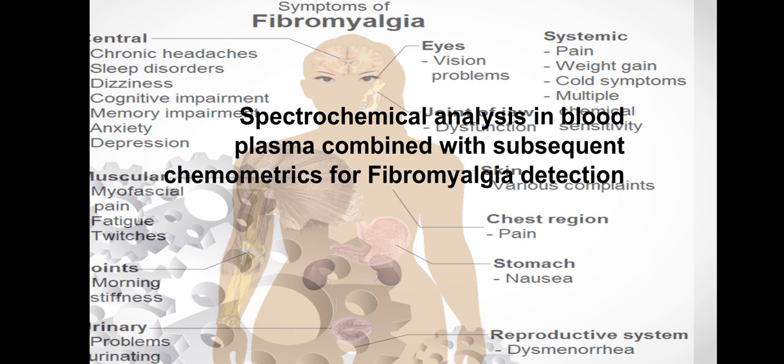ATR, FTR, an effective tool in fibromyalgia diagnosis. We are coming to our point, our necessity. So ATR, FTR, attenuated total reflection Fourier transform IR, is an effective tool in fibromyalgia diagnosis. We'll be looking at how this ATR, FTR can be used for detection of a chronic disease like fibromyalgia.